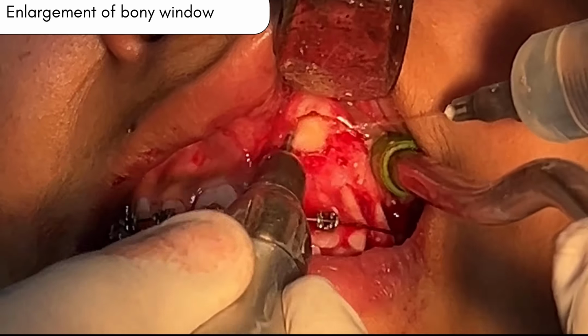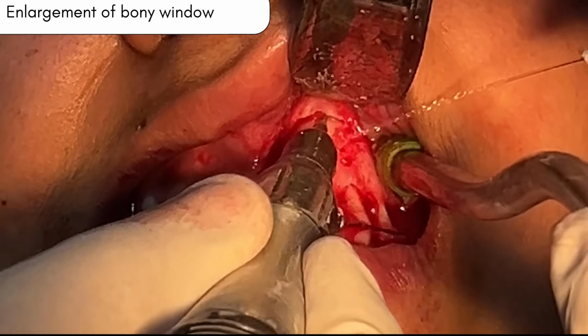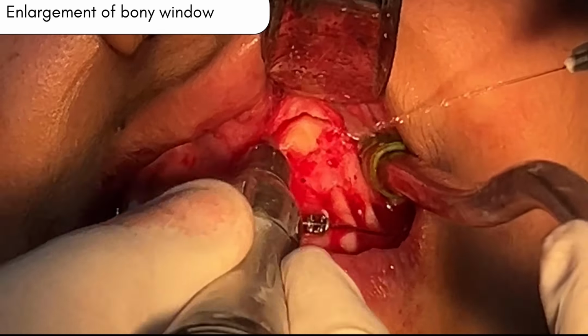So here you can see that we are enlarging the bony window so that it provides enough space for the tooth to be luxated and come out of the cavity.